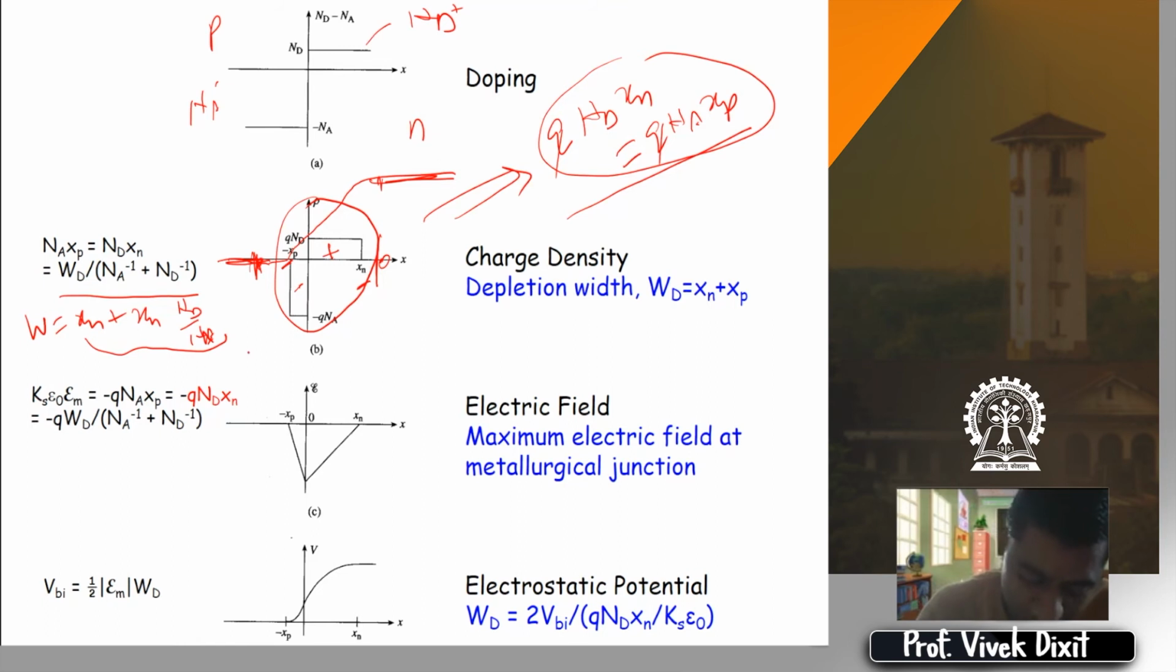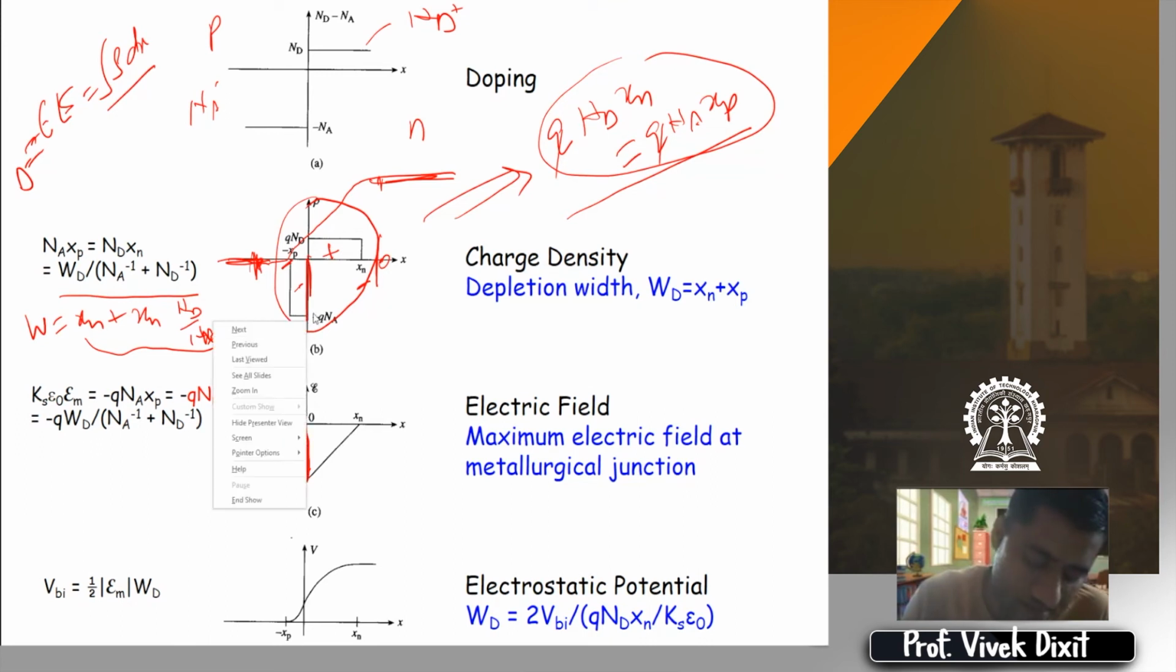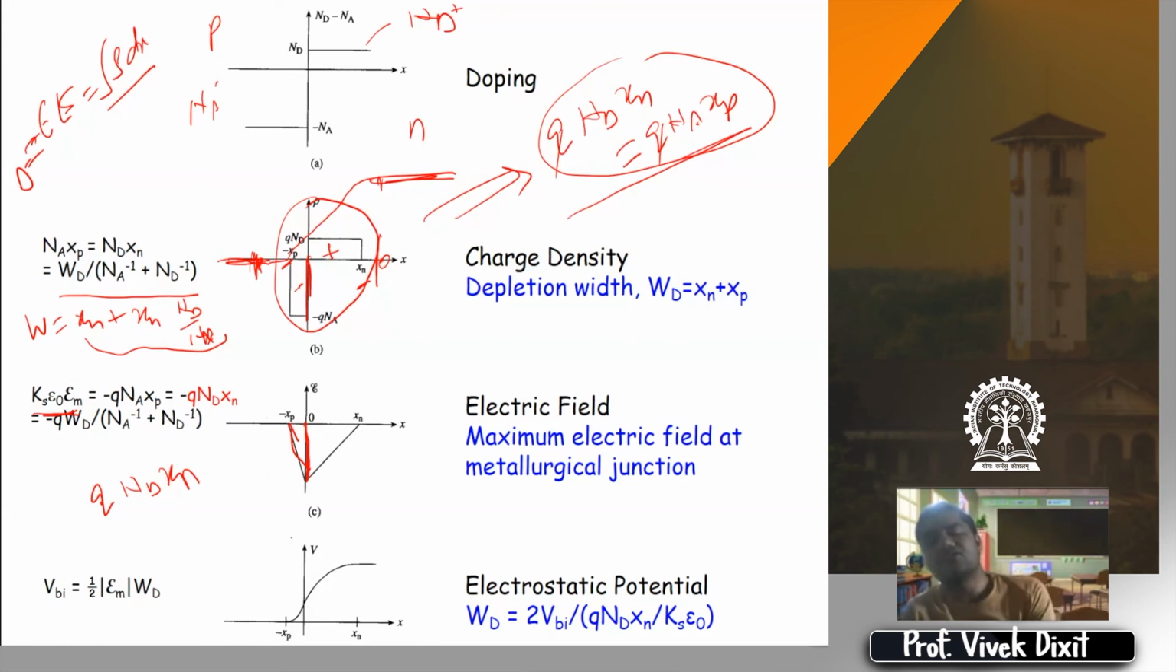Now once you know the charge, you can also calculate the field. Now epsilon E is basically the D. So D is equal to the integral of rho dx, right? The field will vary linearly here, but if you want to calculate the field at the metallurgical junction, it's fairly simple because the total charge enclosed is Q Nd times Xn, or Q Na times Xp, both are equal, right? And that should be equal to epsilon E. Now epsilon can be written as the dielectric constant times the permittivity of free space, right? So that gives another relationship.